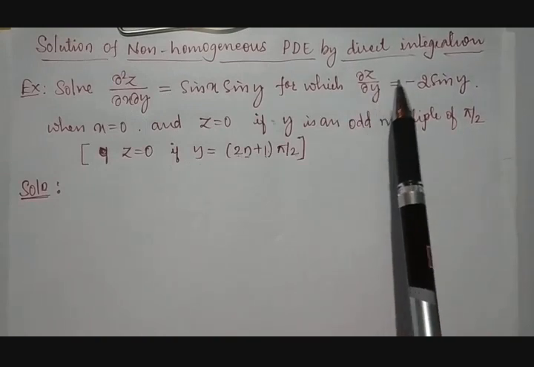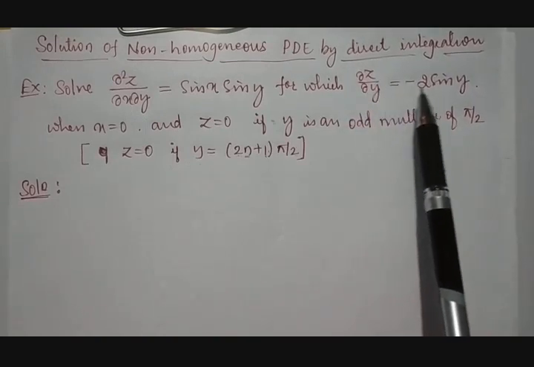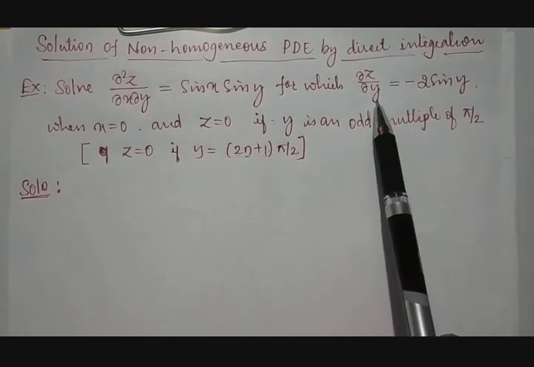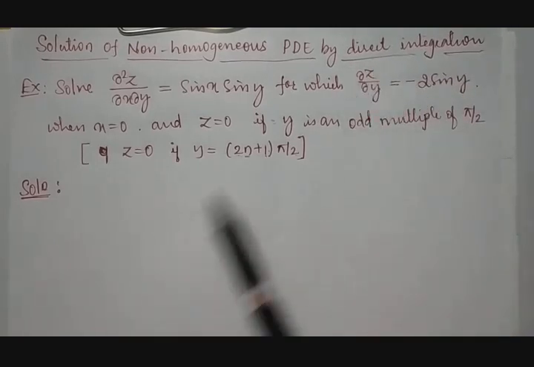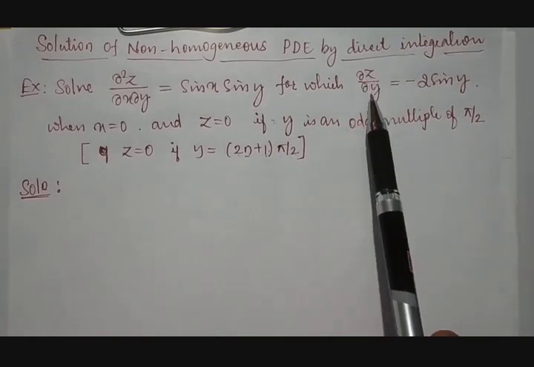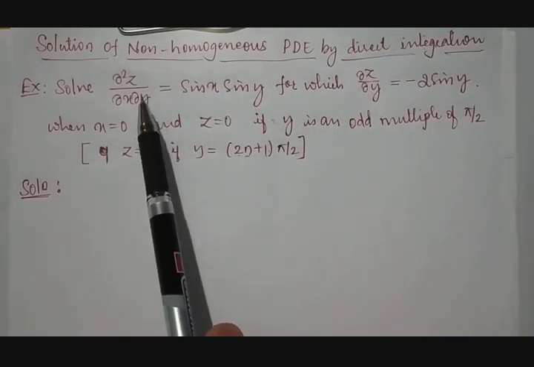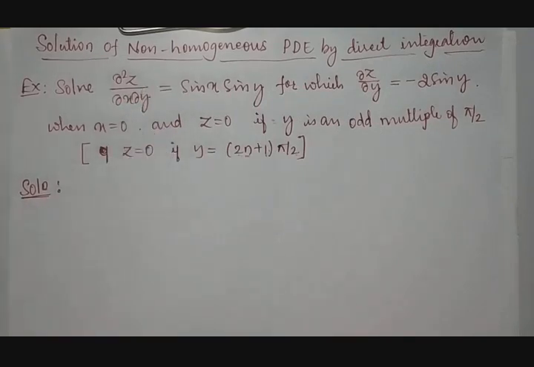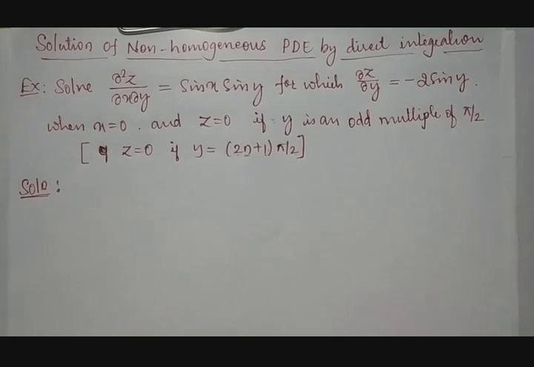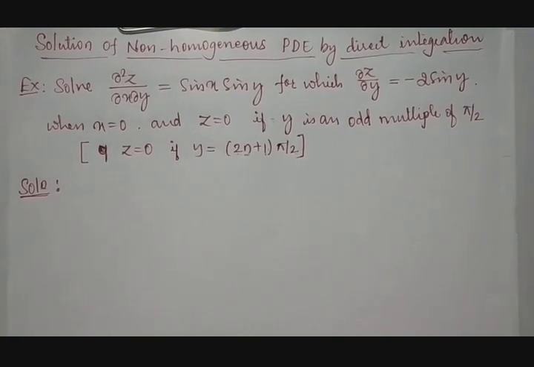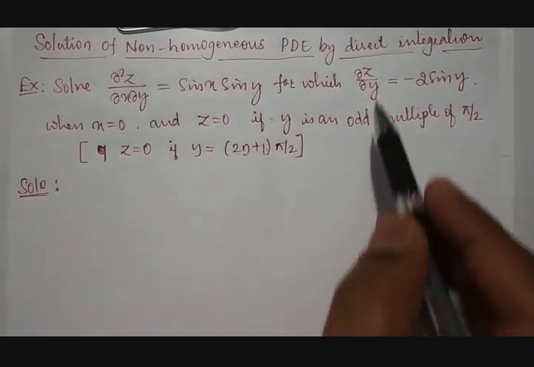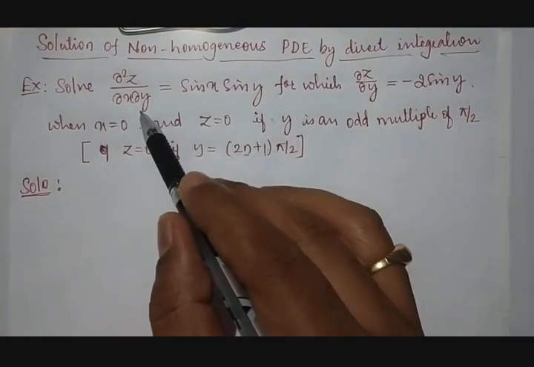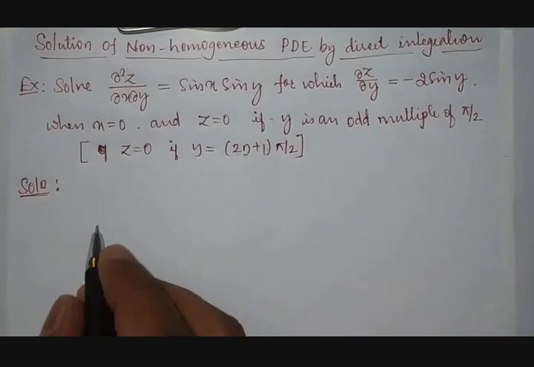In the condition it is mentioned ∂z/∂y is equal to something. ∂z/∂y is required to substitute this value. To get this term ∂z/∂y, what to do? First we have to apply integration with respect to x. Then we get ∂z/∂y. If you integrate with respect to y first, then we'll get ∂z/∂x, which is not required as per the condition. So ∂z/∂y is required, so first we need to integrate with respect to x.